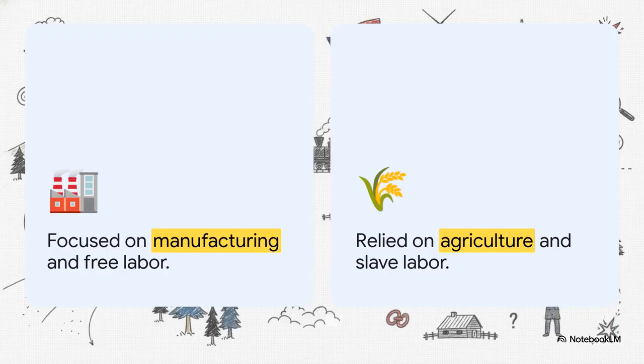The root of this divide really came down to 2 completely different economic and social systems trying to coexist. On one hand, you had the North, heavily focused on manufacturing, industry, and free labor. On the other, you had the South, which relied deeply on agriculture and slave labor to keep its economy afloat. They were basically functioning as 2 completely separate worlds trying to share one map.